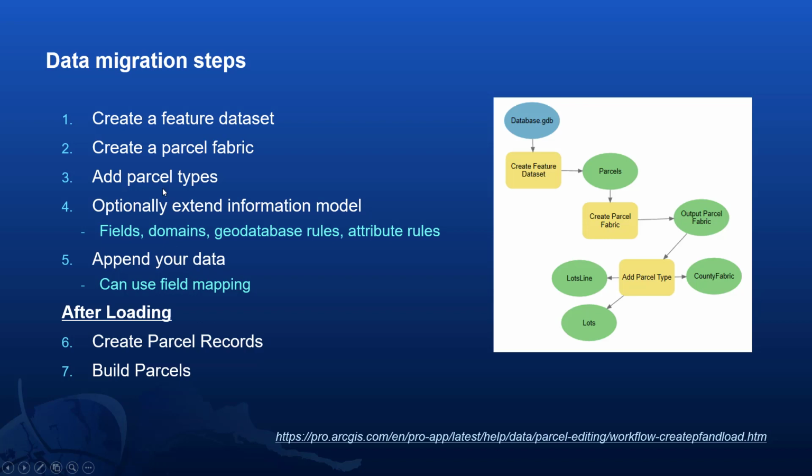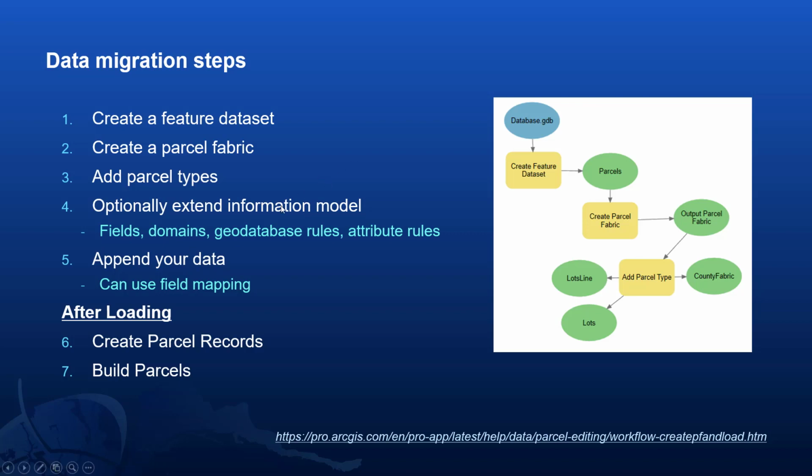And here are the major steps that we did. We created a new feature data set. We created then a parcel fabric. We added as many parcel types as we needed. We extended the information model. We did fields and domains, but it can go beyond that. You can also spend time here configuring your topology rules and your attribute rules. That's also part of your new schema.